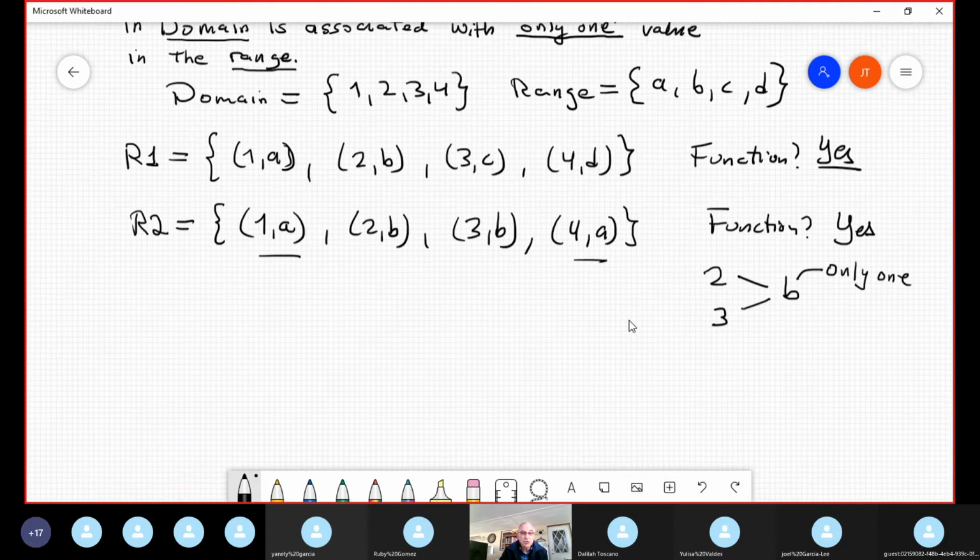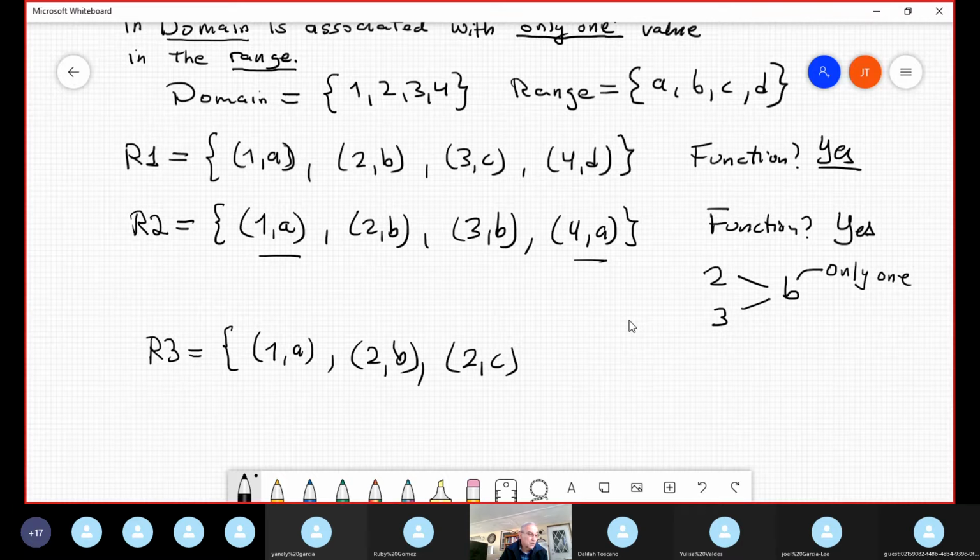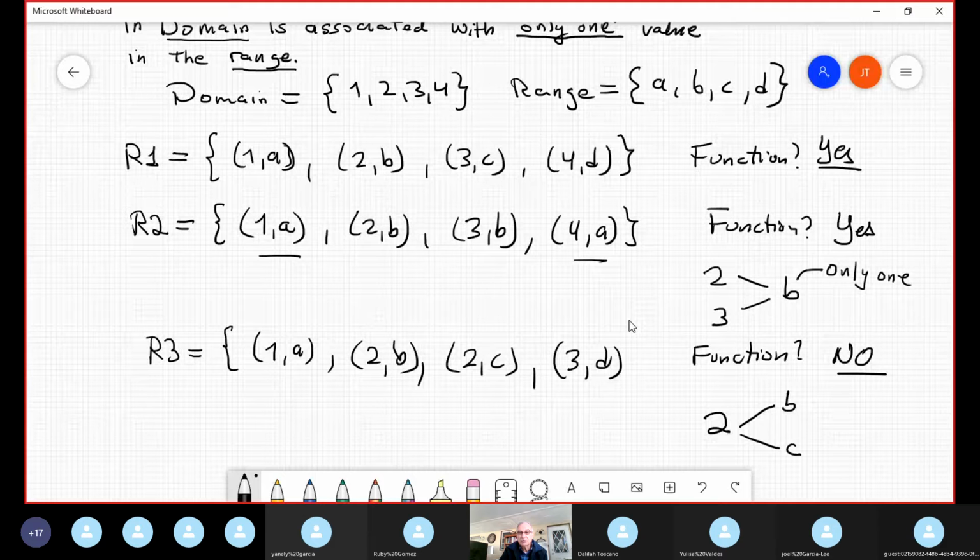However, let's see what happened in the relation 3. In the relation 3, we have 1 and A. We have 2 and B. We have 2 and C. And we have 3 and D. Okay. It's a function or no? No. The reason is no, because you see that 2 is associated with the B and the C, and we have 2, no one, only 1. This is a contradiction with the definition of the function. Okay? Super clear?